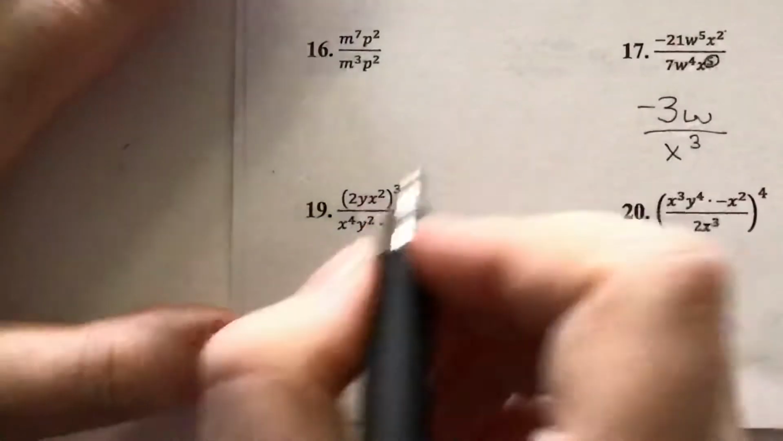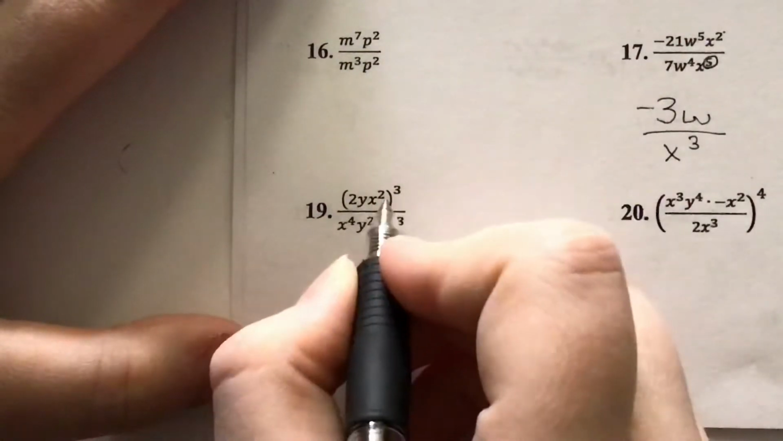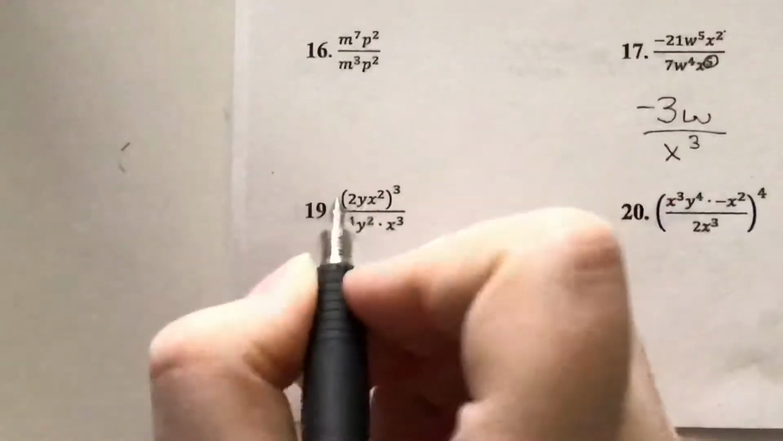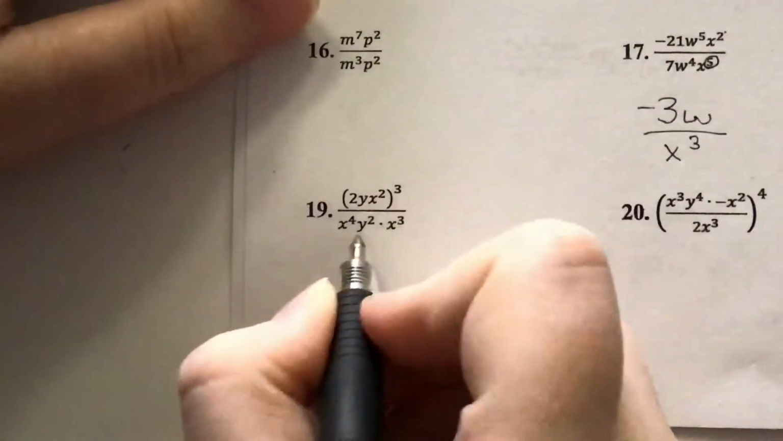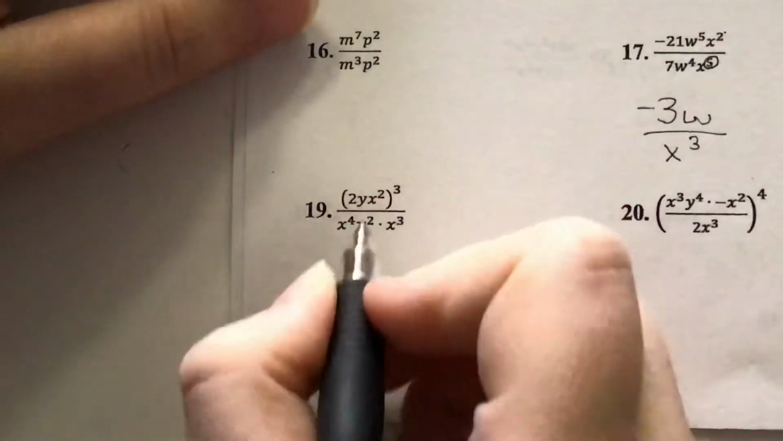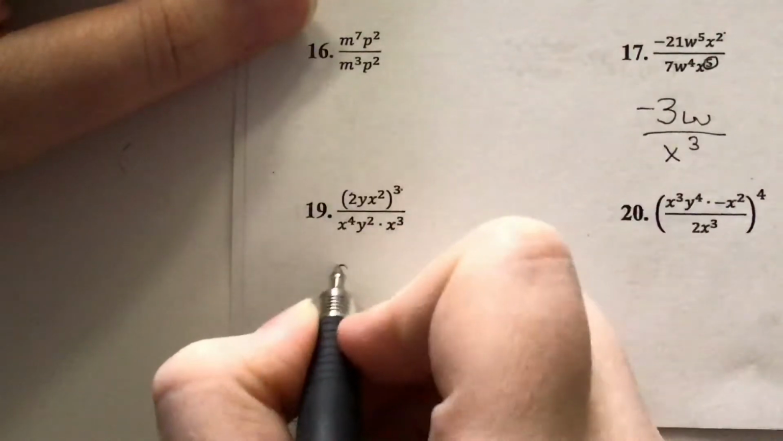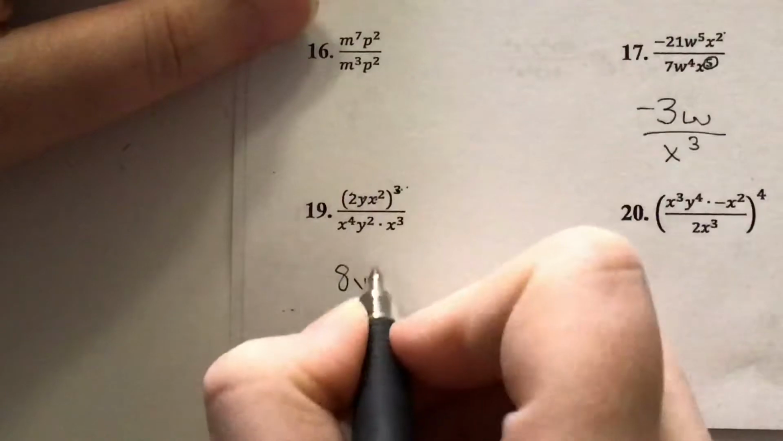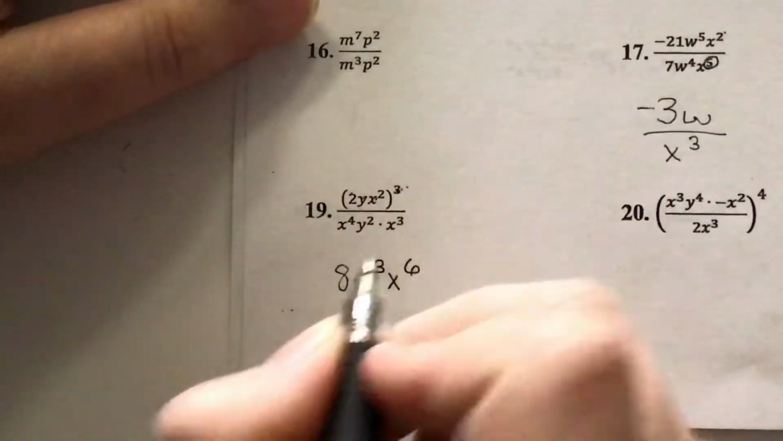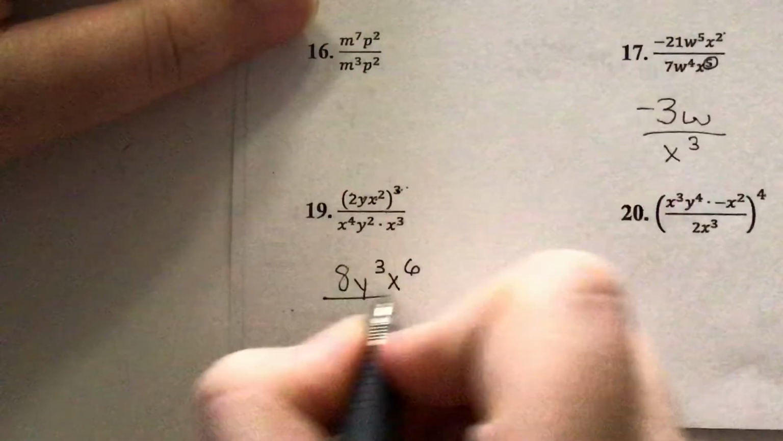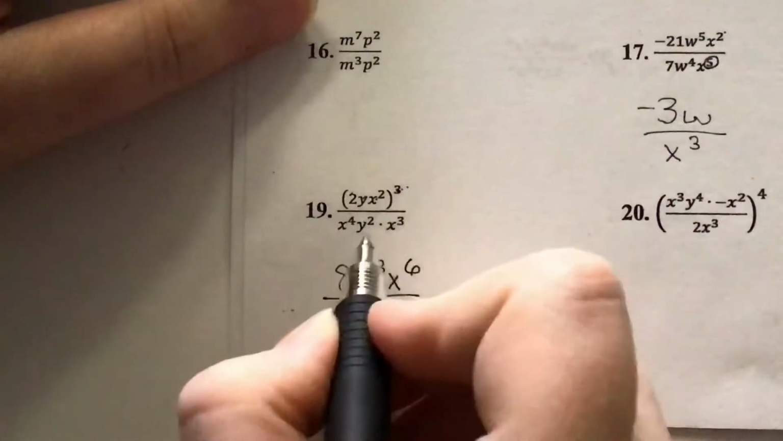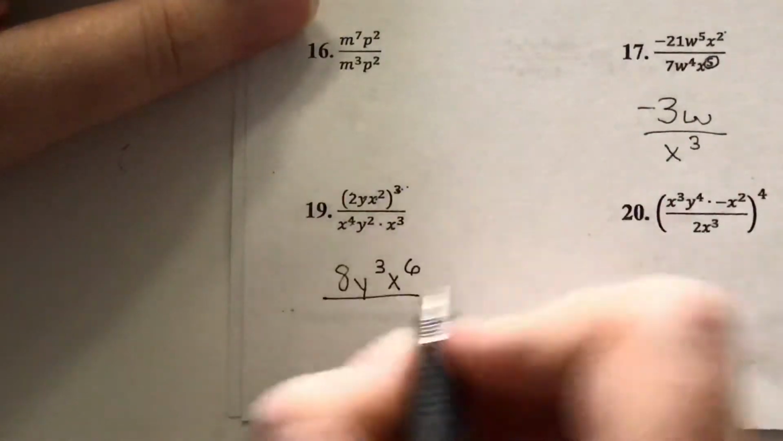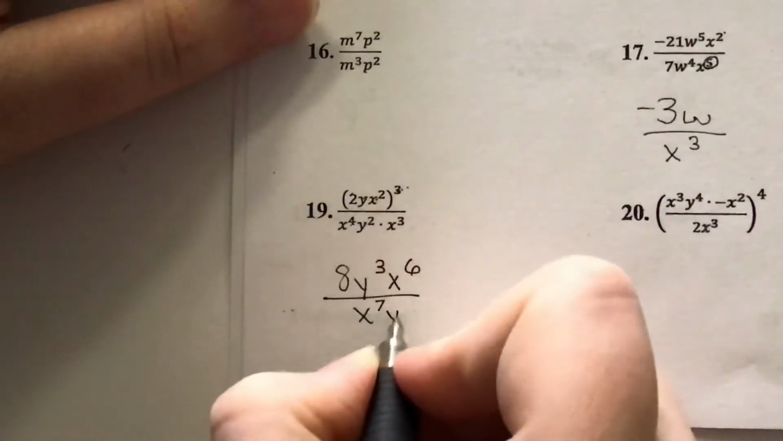19, we're going to do the power property above first, and multiply in the bottom, and then we'll do the quotient. So 2 cubed is 8, y cubed, x to the 6th. I gotta hurry up because this bell's gonna ring soon. Divided by, down here we're adding exponents, so 4 and 3 makes 7, and y squared.